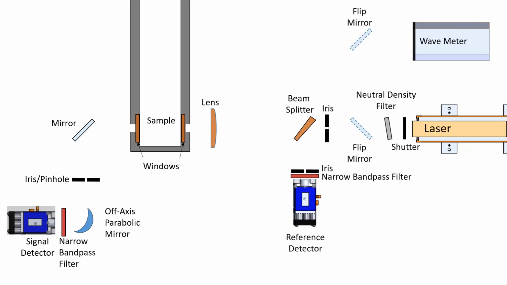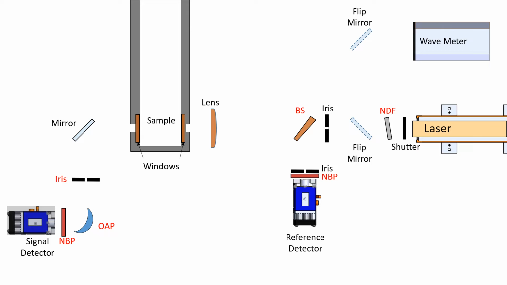So let's get started. This is the same setup I showed at the beginning of the video, but I've added some components and switched to a cross-sectional view of the test section so you can see the test gas inside of it. There are plenty of components here, and we're going to address them one by one.